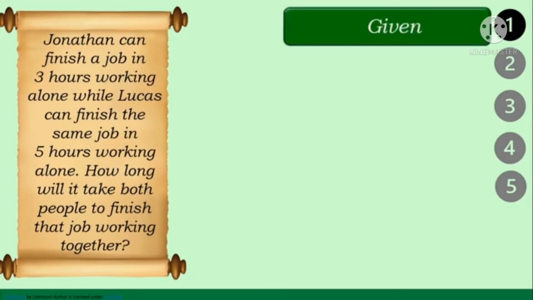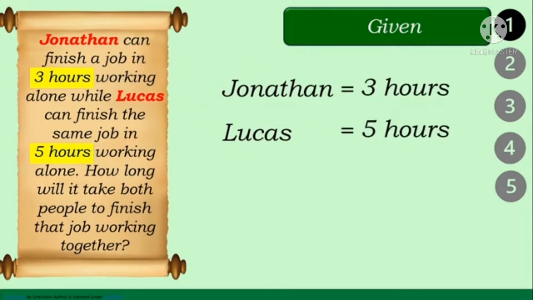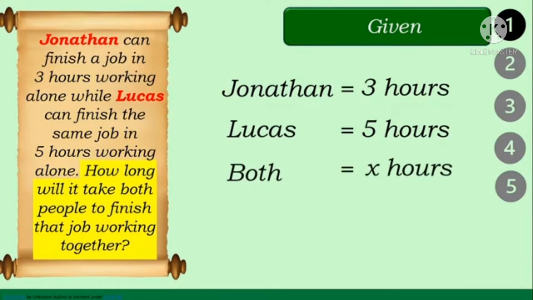Step 1 is to provide the given. Let's identify the given, and at the same time determine what is being asked. Jonathan can finish the job in 3 hours alone, while Lucas can do the same job in 5 hours. That is our main given. What is being asked? How long will it take both people to finish that job working together? So that's for both, which is why we have written here both is equal to x hours. We set the variable x. You can use any other variable aside from x, but for this example I'm using x, meaning it's the unknown time for both people working together. Do you understand? Great. Let's proceed to step 2.